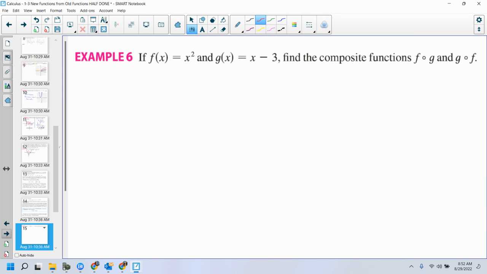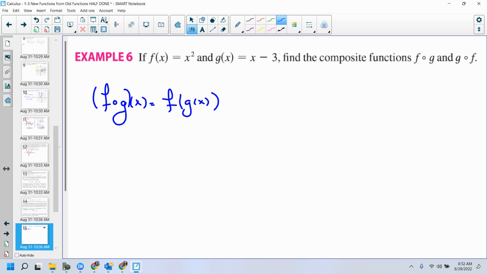Okay, so let's take a look here. Let's do some composition. Let's find f of g and then g of f, just to practice here. We've got f is x squared and g is x minus 3. Two quite simple functions here. We've got x squared and then x minus 3. All right, so first things first, let's find f of g, shall we? F open circle g of x, that's the correct notation there, is f of g of x.